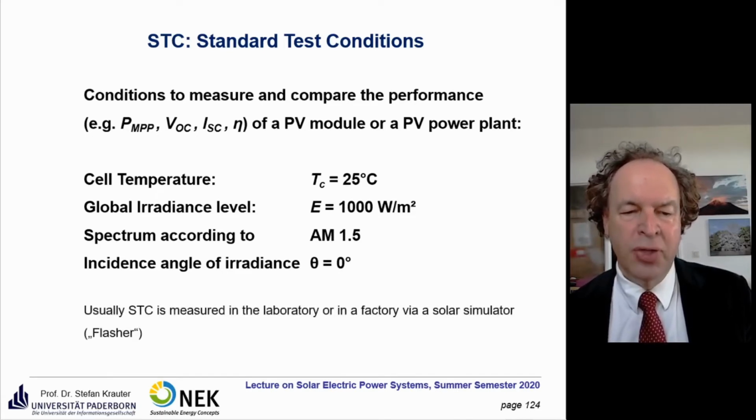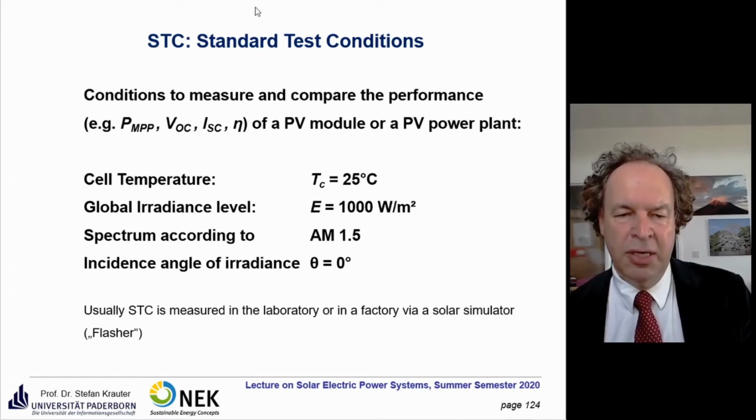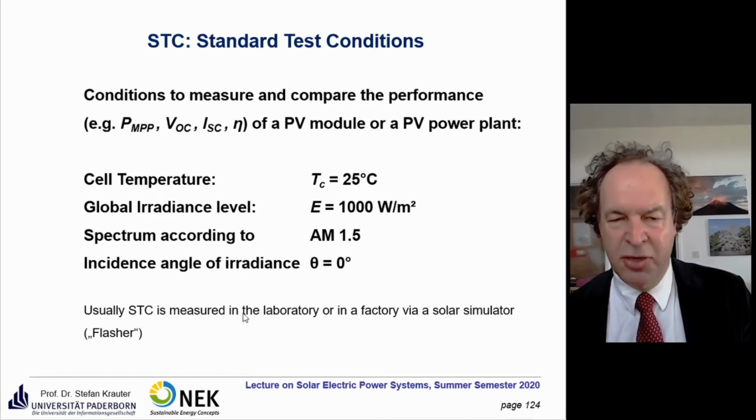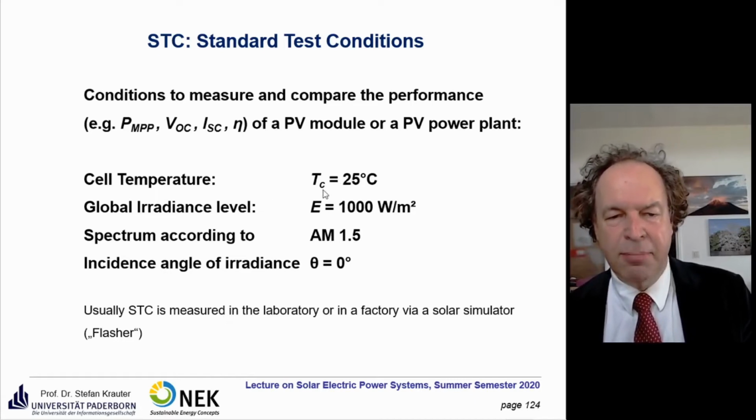And usually you do it in a laboratory and use a flashlight or flasher to do that in a quite short time frame, because this spectrum AM 1.5, if you want to do it in an accurate way, is not easy to do. And therefore a so-called steady state simulator is quite costly. This cell temperature is an issue because usually if you have this kind of irradiance, 1000 watt per square meter, the module temperature is well beyond that value.